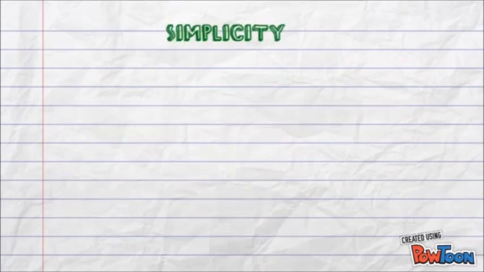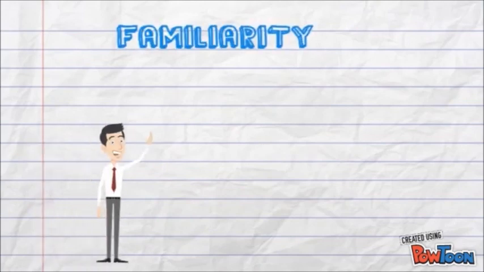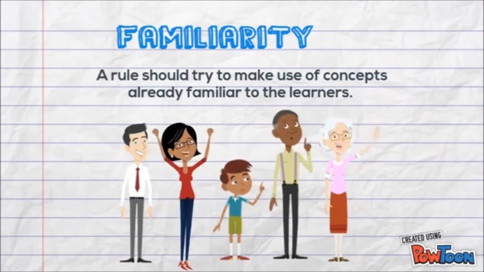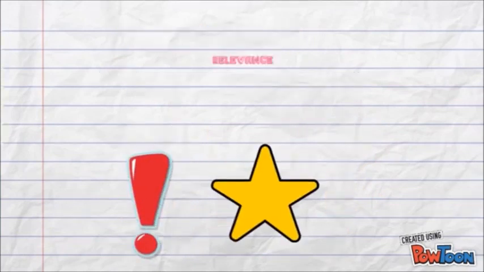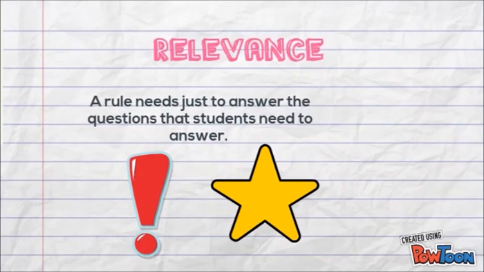Let's talk about simplicity. Rules should be simple because lack of simplicity is caused by over-elaboration. So we just need to give our students some sentences that the learner can remember. Familiarity is also an important characteristic because a rule should try to make use of concepts that are already familiar to the learner. Therefore, students do not get confused. The last characteristic is relevance. It is important because a rule needs just to answer the questions that students need answered and not cover extra information.